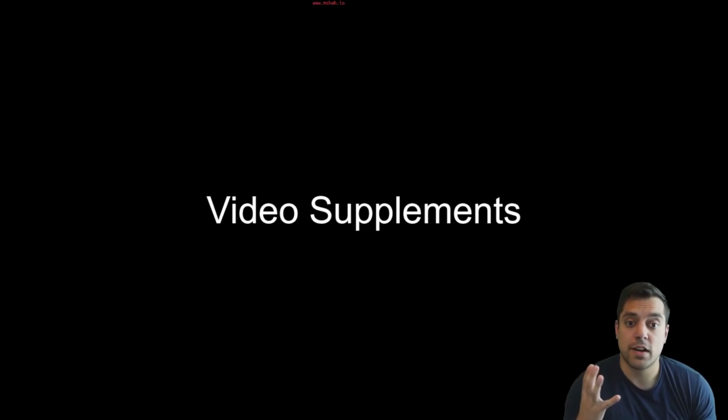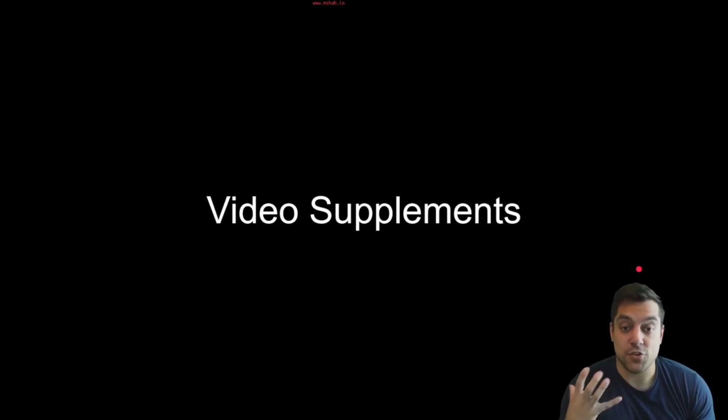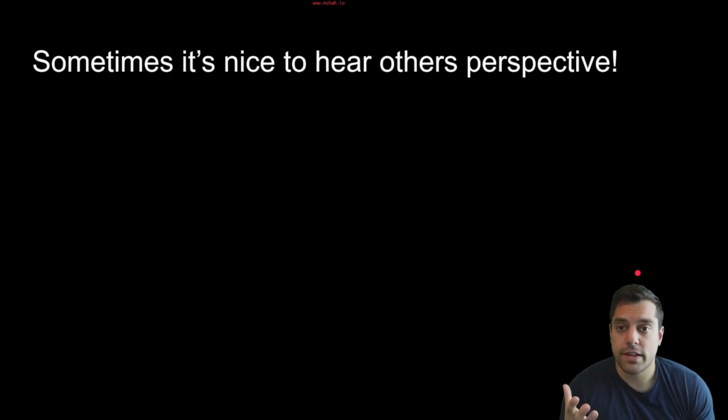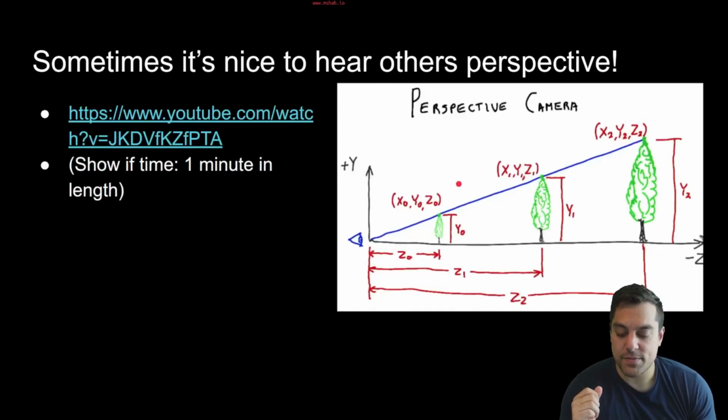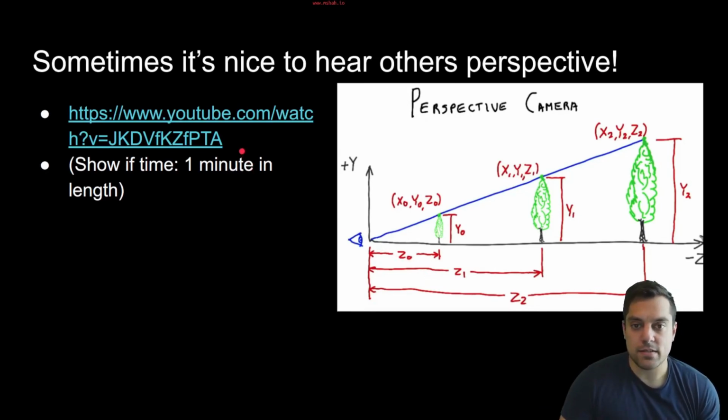All right, so this is a crash course to some of our transformations and matrices, hopefully getting some intuition about how they work. But sometimes it's nice to hear others' perspective here. So, their perspective matrix. Some examples from an online Unity course, or Udemy course, that I'd like you to take a moment to look at.